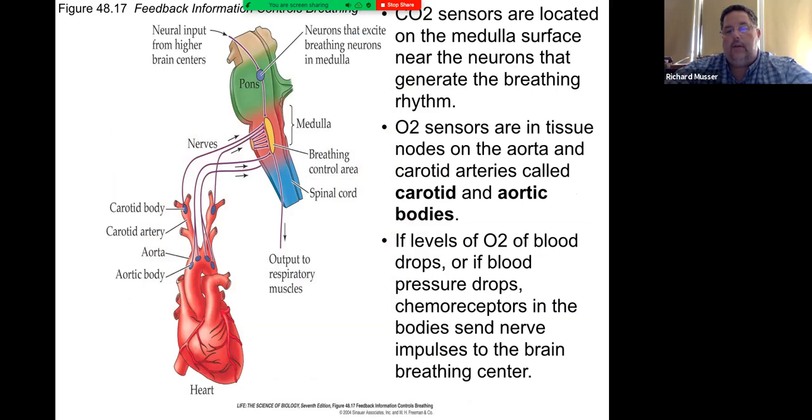They call them carotid and aortic bodies. And so they can sense oxygen and I guess carbon dioxide levels. So carbon dioxide sensors are located on the medulla surface near the neurons that generate the breathing. Oxygen sensors are in tissue nodes on the aorta and carotid arteries called carotid and aortic bodies. If the levels of oxygen in the blood drop or if blood pressure drops, chemoreceptors in the body send nerve impulses to the brain to cause you to breathe faster. And so again, carbon dioxide will be the main trigger, but obviously oxygen does have an influence. Low levels of oxygen would have an influence as well.